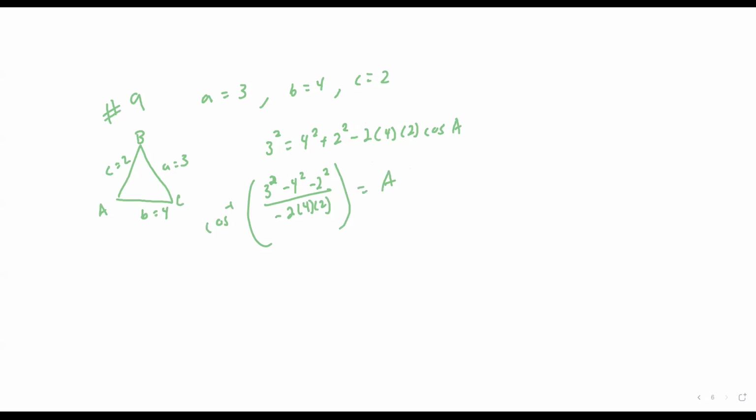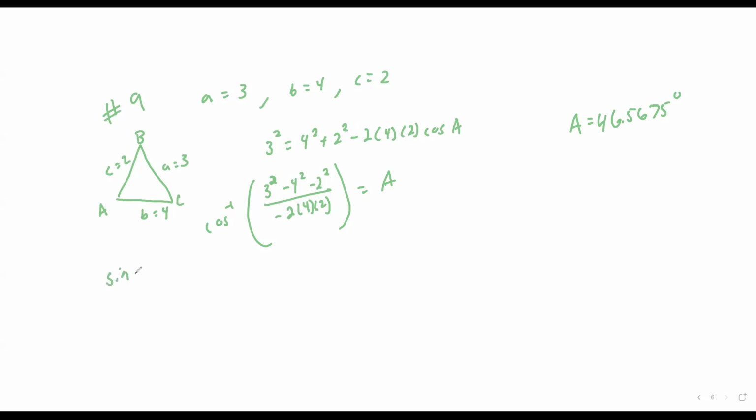So again, I'll do trig, cosine inverse, control, divide. So this will again be 3 squared minus 4 squared minus 2 squared divided by negative 2 times 4 times 2. When I do that, I get for my angle A 46.5675 degrees. You then take that, and now we can use law of sine.